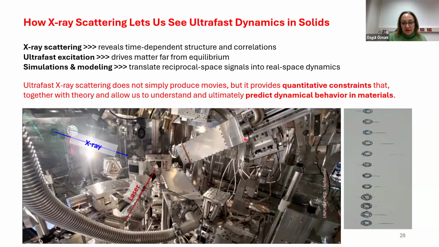Here you see inside our vacuum chamber. This red one is our laser, which pumps the sample. The sample is here. And here on the other side, the blue one is the X-ray coming to your sample in grazing incidence. So they have to be perfectly on the same spot.